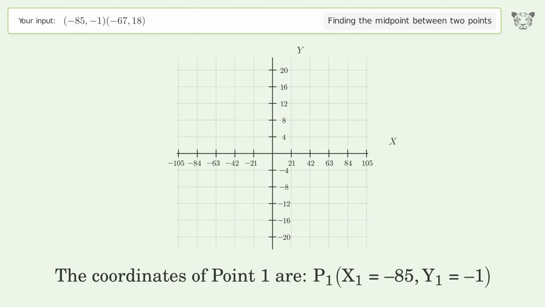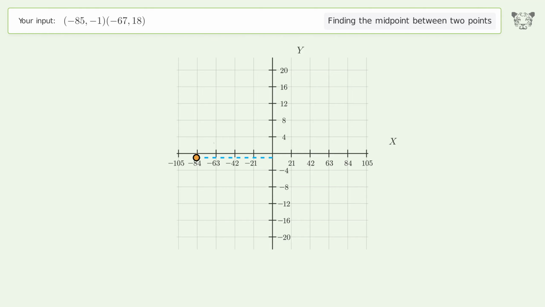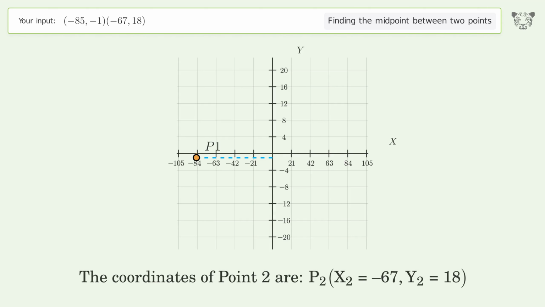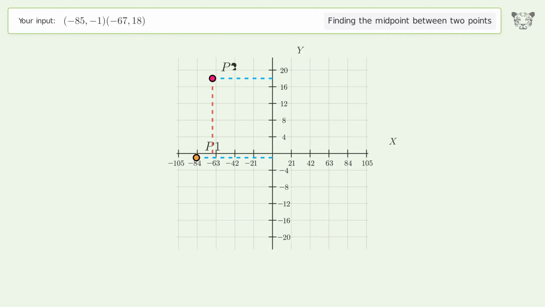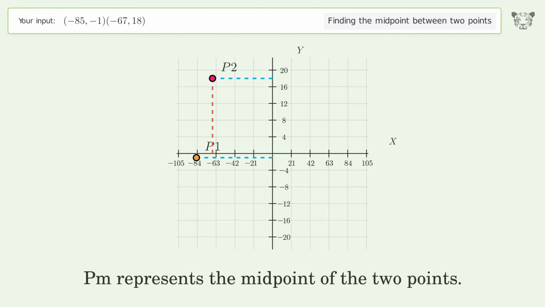The coordinates of point 1 are x1 equals -85, y1 equals -1. The coordinates of point 2 are x2 equals -67, y2 equals 18. PM represents the midpoint of the 2 points.